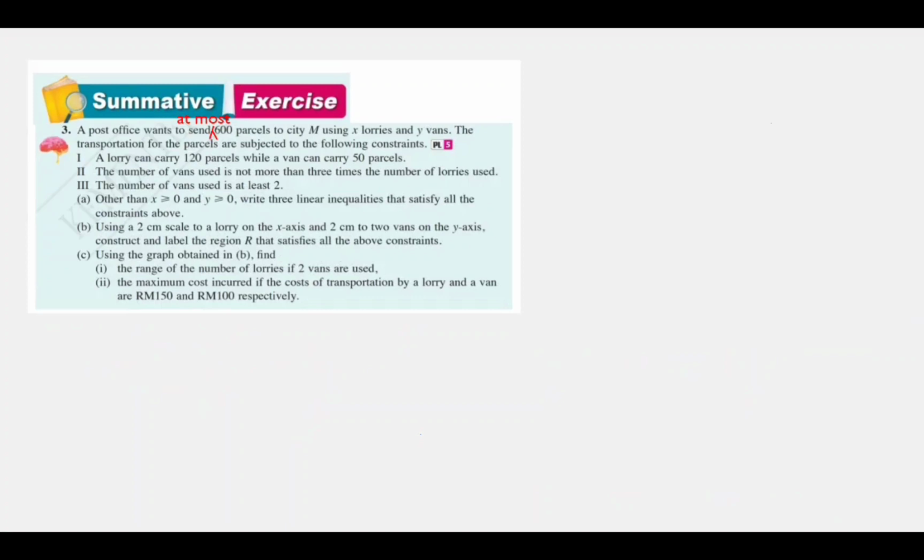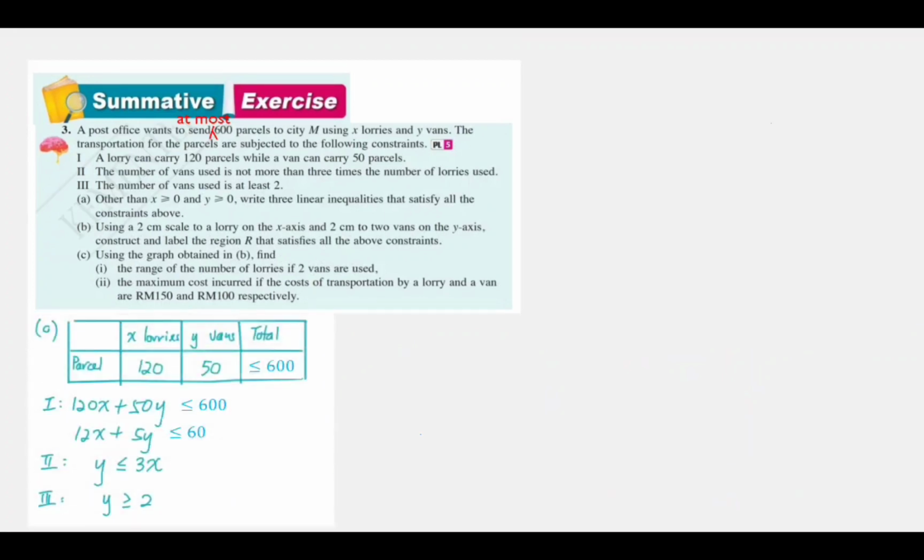Number 3. A post office wants to send at most 600 parcels to City M using x lorries and y vans. The transportation for the parcels is subjected to the following constraints. Number 1. A lorry can carry 120 parcels, while a van can carry 50 parcels. Number 2. The number of vans used is not more than 3 times the number of lorries used. Number 3. The number of vans used is at least 2. A. Other than x greater than or equals to 0 and y greater than or equals to 0, write 3 linear inequalities that satisfy all the constraints above.